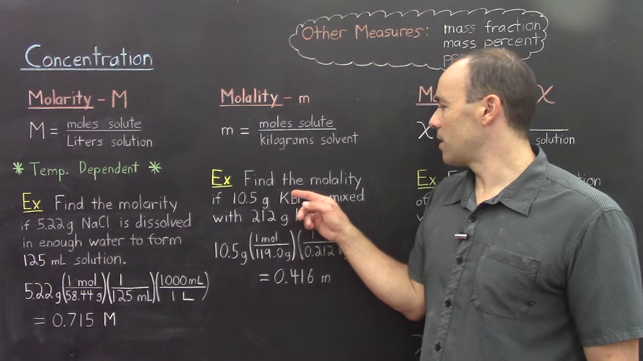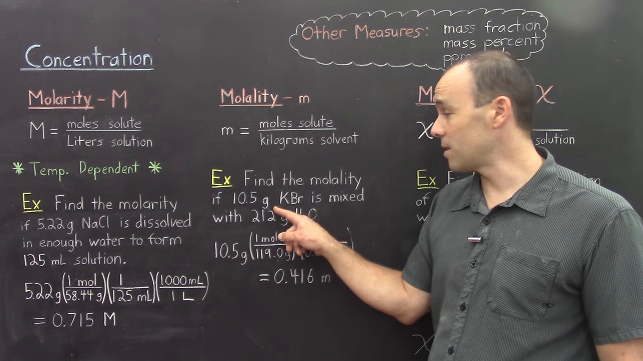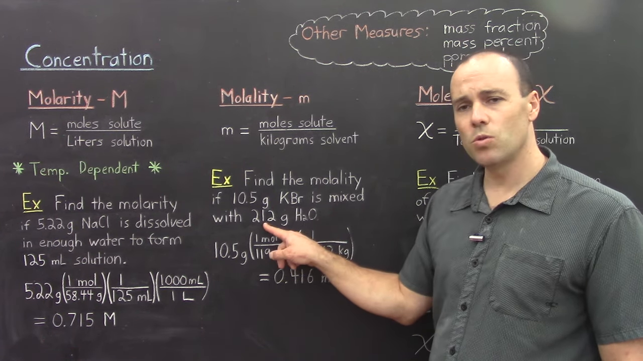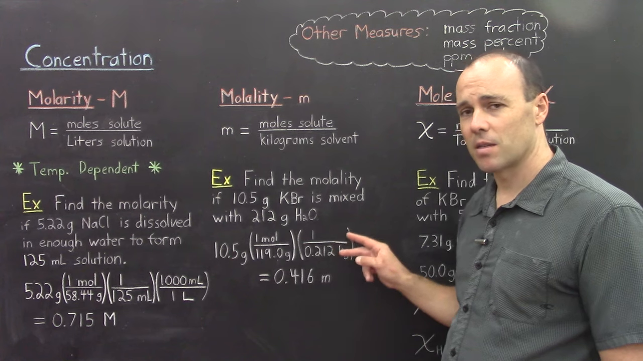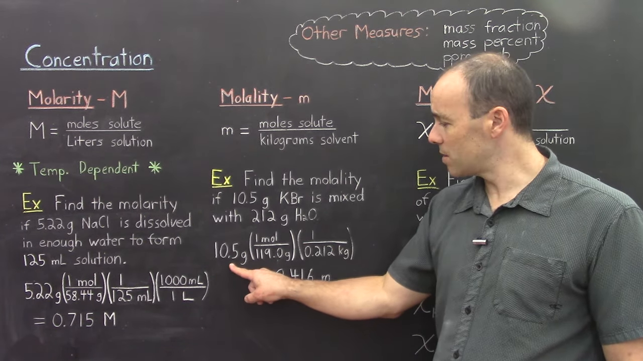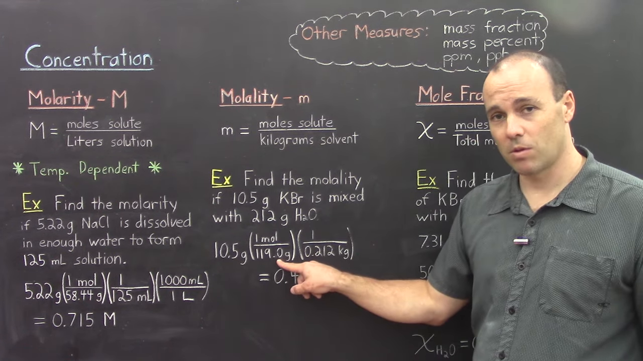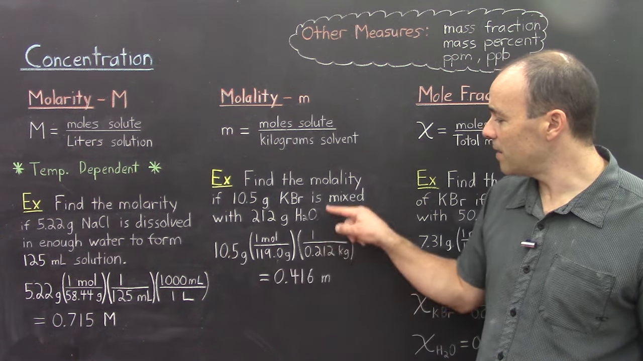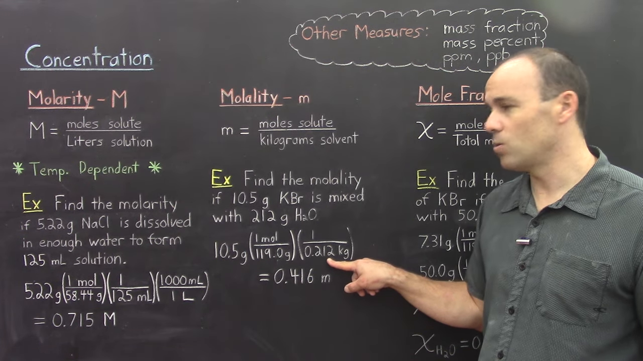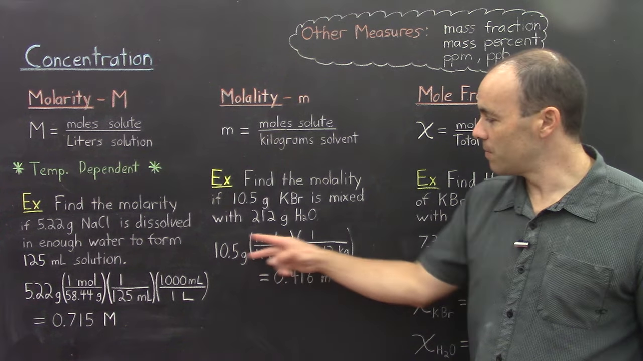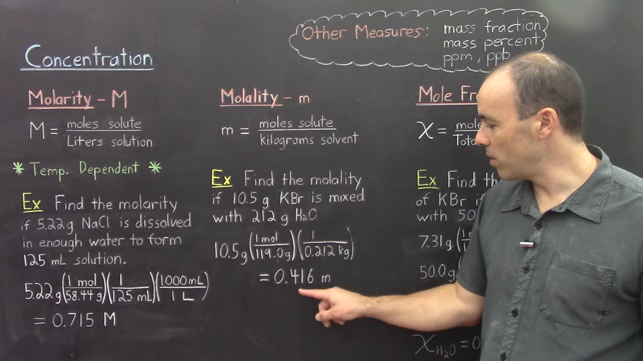The example shows how to calculate the molality. Find the molality if 10.5 grams potassium bromide is mixed with 212 grams water. So again, using dimensional analysis, starting with the mass of the solute, 10.5 grams potassium bromide, converting to moles using the molar mass, and then dividing by the mass of the solvent, which is 0.212 kilograms. So working it out, you get moles per kilogram, or molality, and you get 0.416 molality.